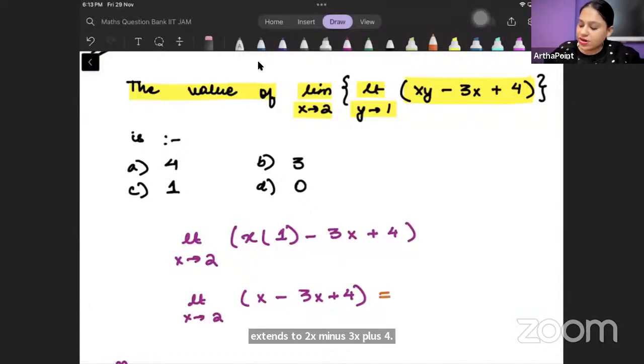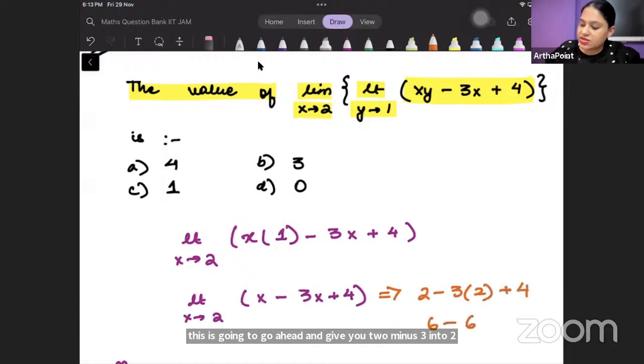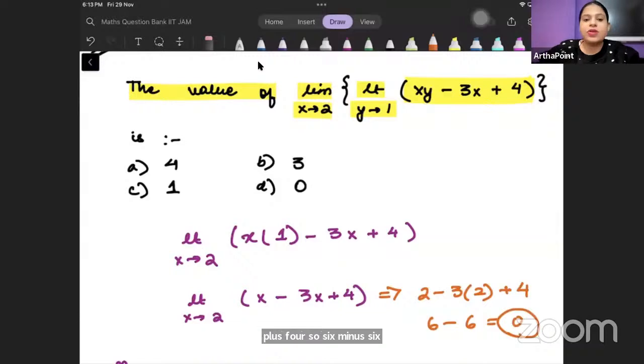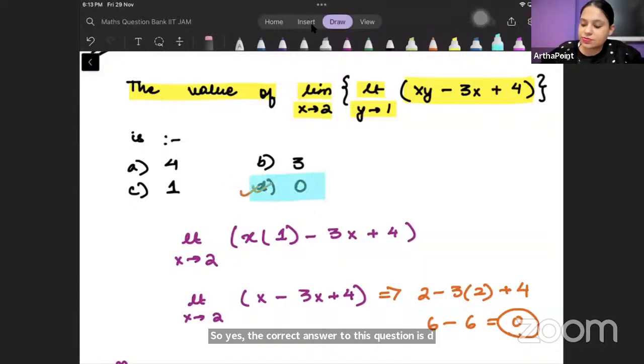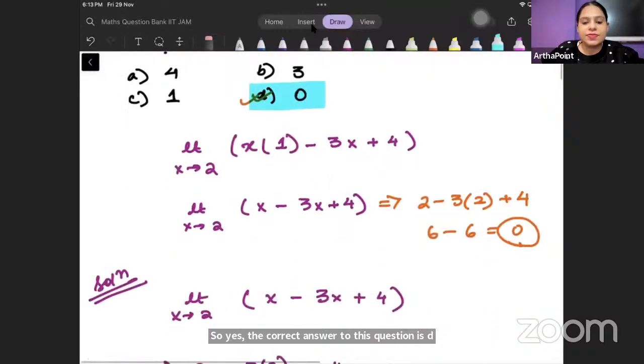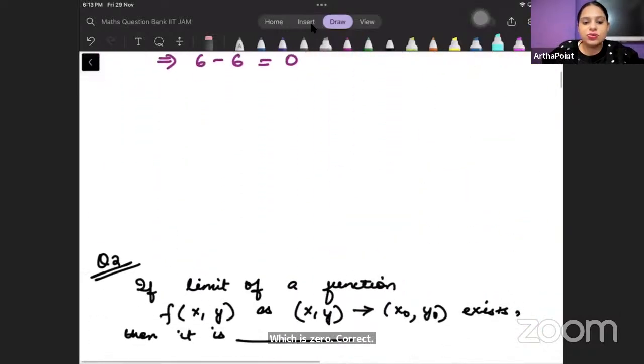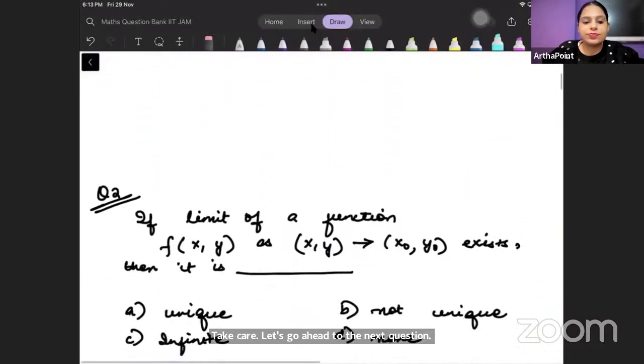And this is going to give you 2 minus 3 into 2 plus 4. So 6 minus 6, which means 0. So yes, the correct answer to this question is D, which is 0. Correct. Okay, let's go to the next question. Try to do this one.